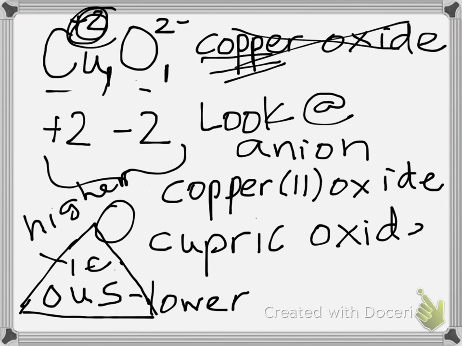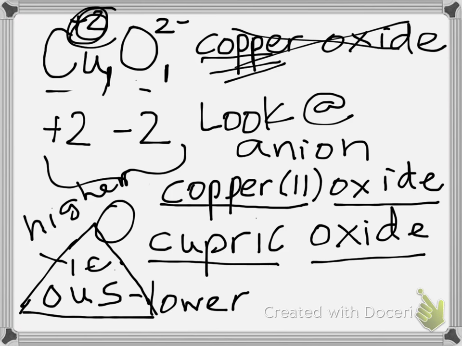So I'm still combining the name of the cation and the anion. It's just in this circumstance, I have 2 options for how I'm going to name this cation. And so therefore I have 2 different names. Let's look at another example. Let's look at this compound.